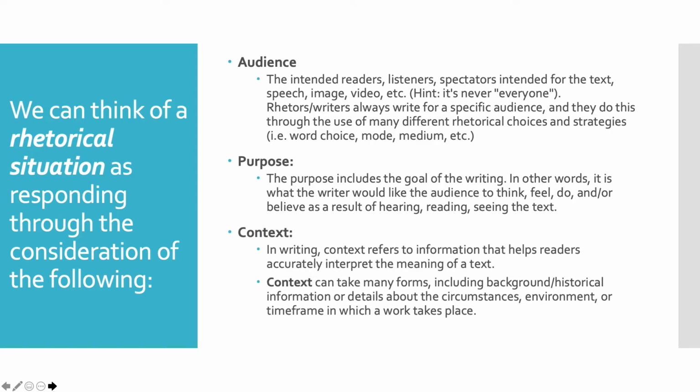And then we have context. In writing, context refers to information that helps readers accurately interpret the meaning of a text. And it can take many forms. This can include background, historical information, details about the circumstances under which it was composed, the environment or time frame in which a work takes place. All of these pieces are how we can think of what we would look at as the rhetorical situation.